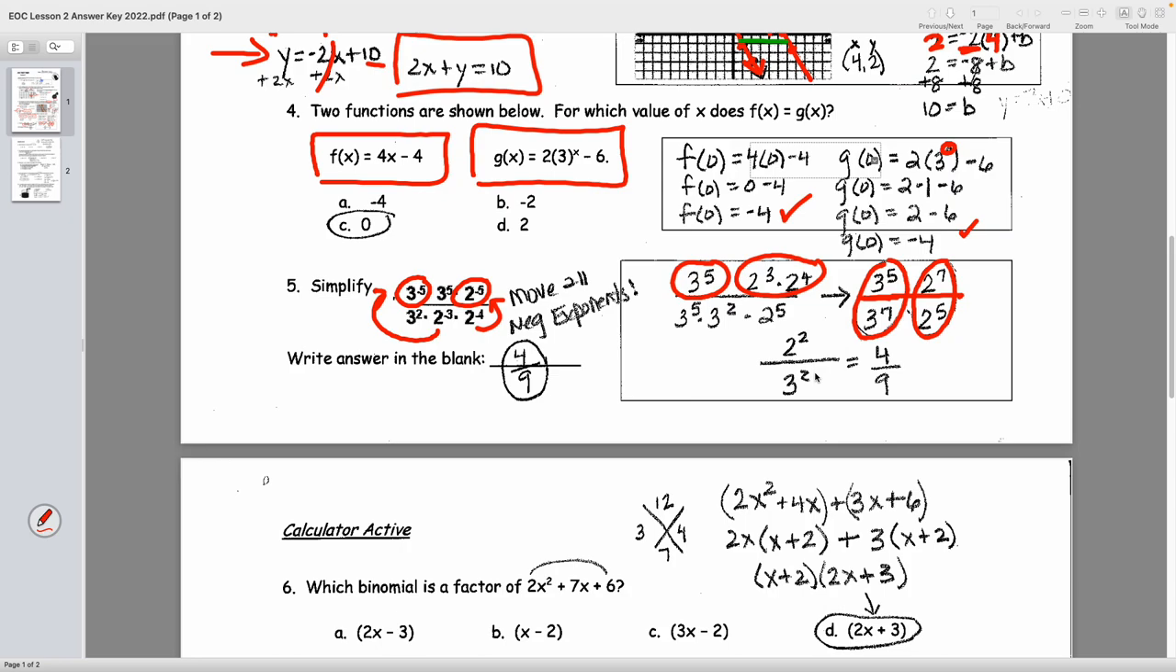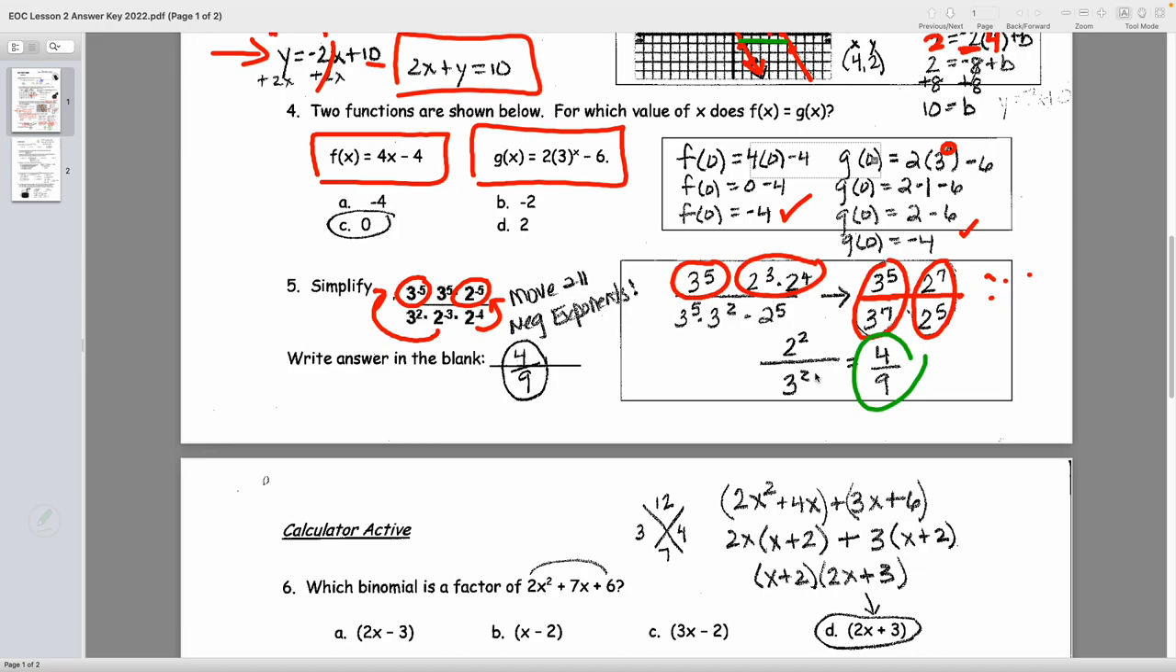But again, I don't really do that. I just say, if I got all these 2s in the top, and I got all these 2s on the bottom, cancel, cancel, cancel, where are they left? Okay, that's all you really have to do. And what I was left with here was 2 squared, which was 4, over 3 squared, which is 9. So 4/9 is the answer that we needed there.